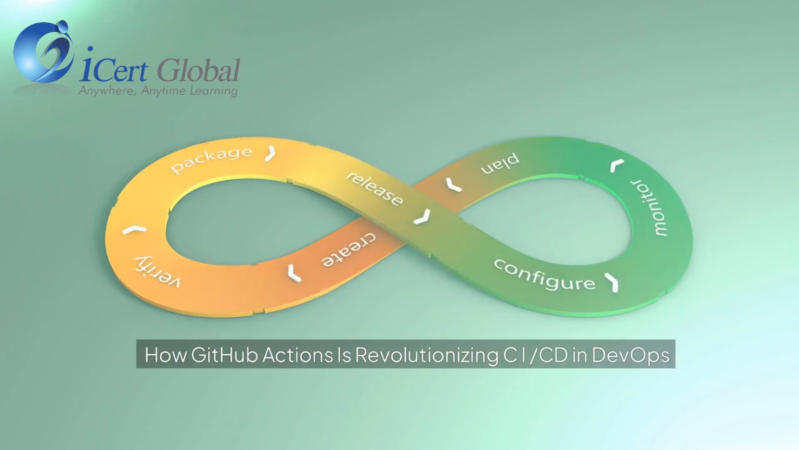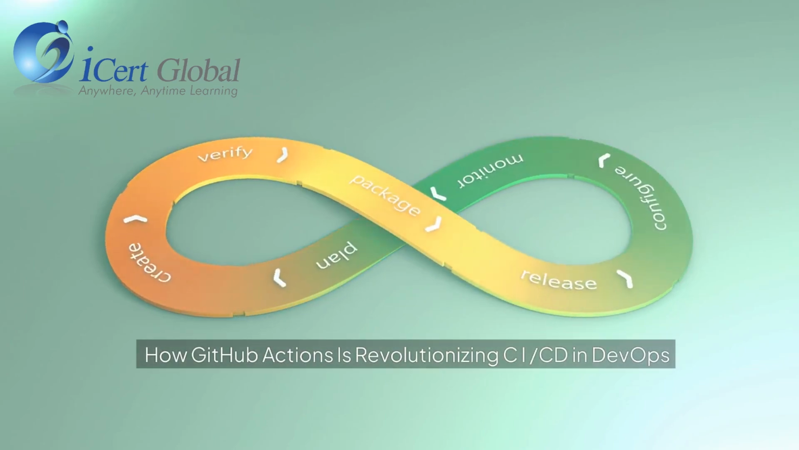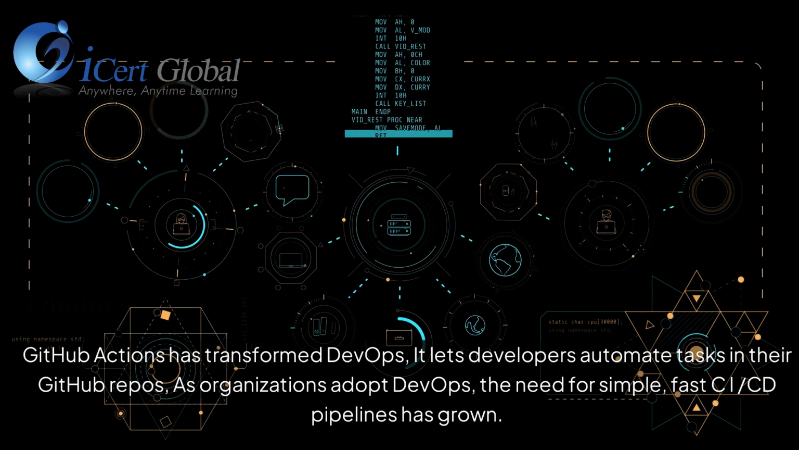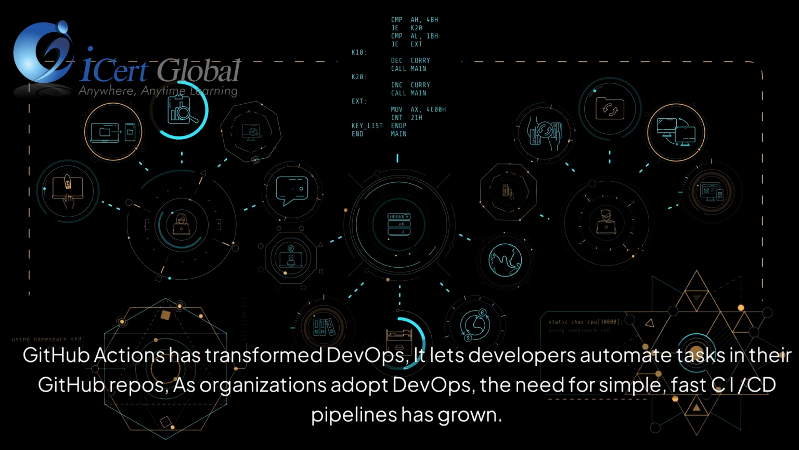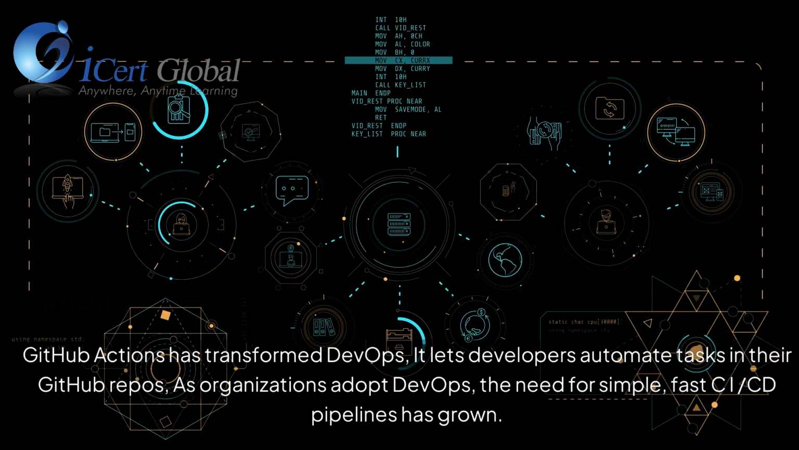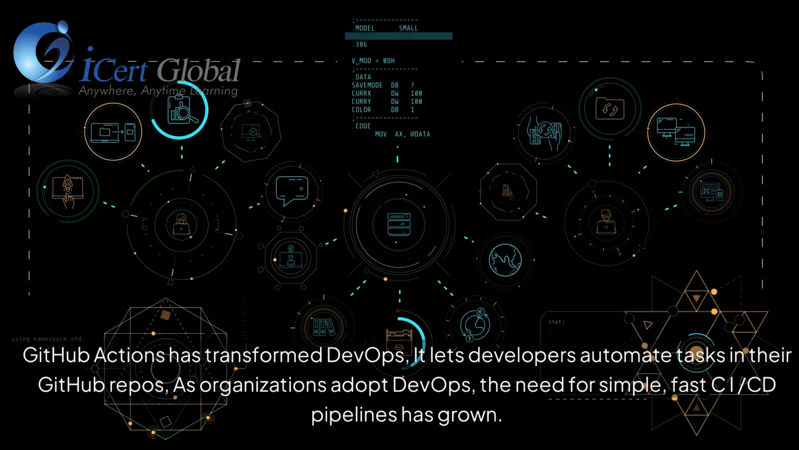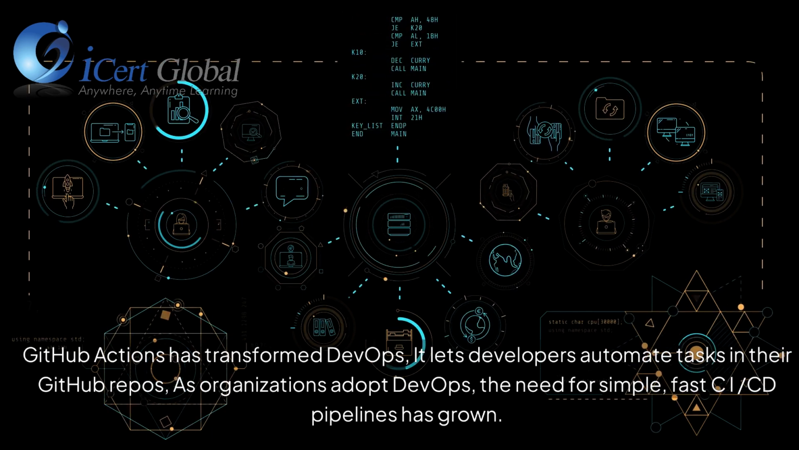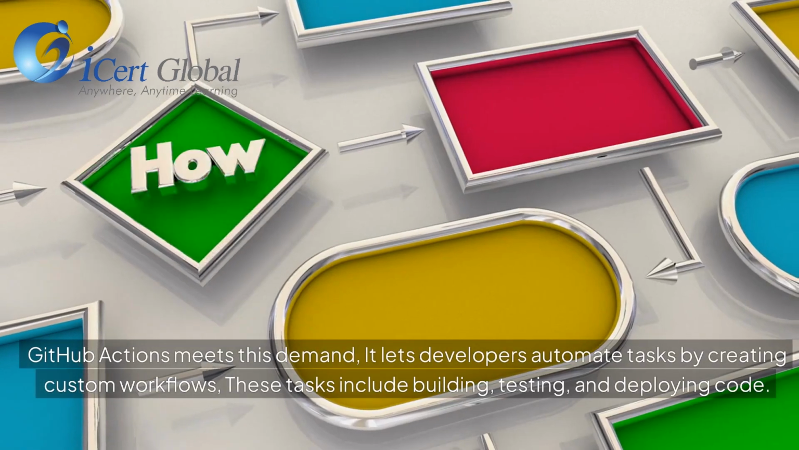How GitHub Actions is revolutionizing CI/CD in DevOps. GitHub Actions has transformed DevOps. It lets developers automate tasks in their GitHub repos. As organizations adopt DevOps, the need for simple, fast CI/CD pipelines has grown. GitHub Actions meets this demand.